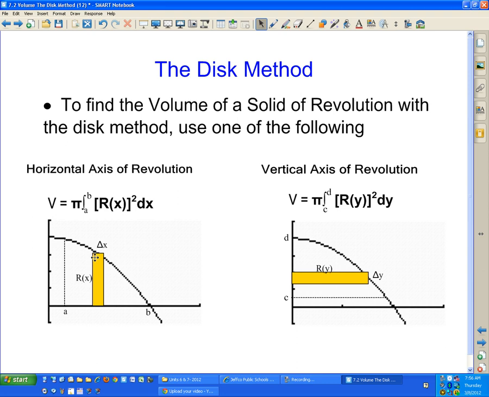You could also spin it around the y-axis, and really the only thing that changes is that instead of using the x-axis for our upper and lower limits, we're using our y-axis, and we'll talk a little bit about that in class also. So make sure you get these down, pause it if you need to, because we need these for class. So here's our example.